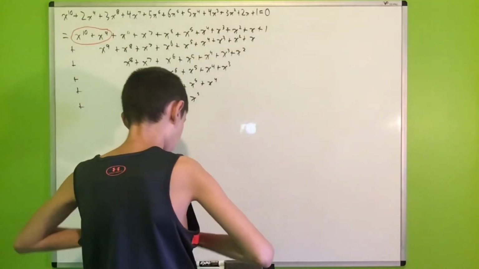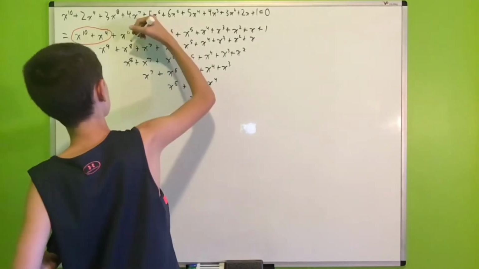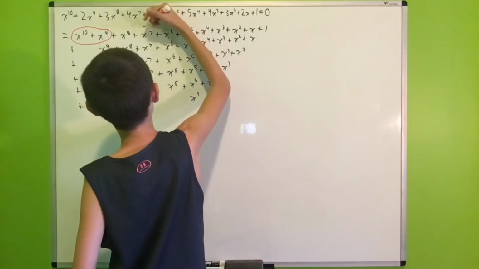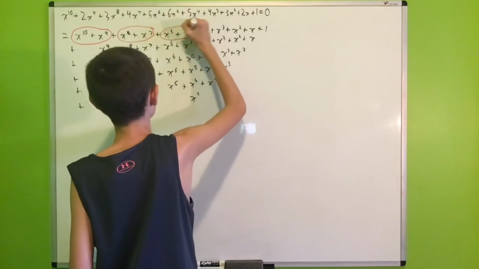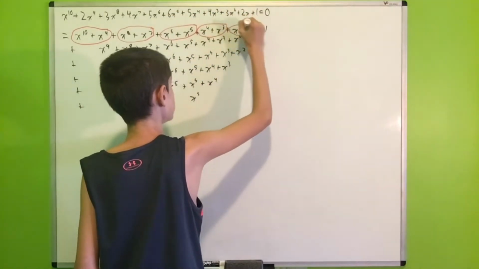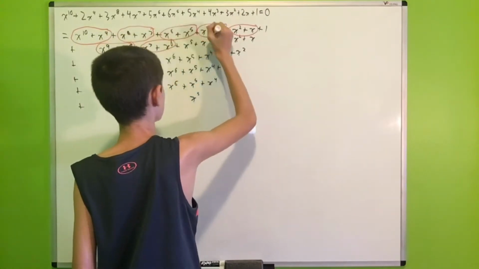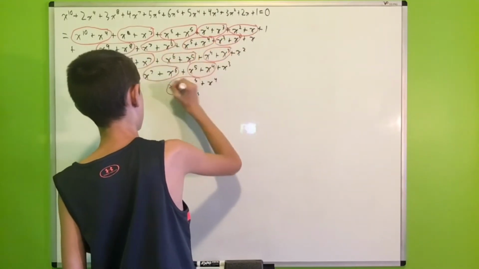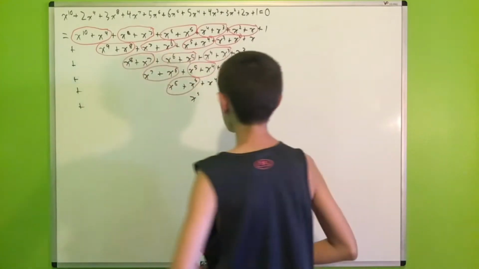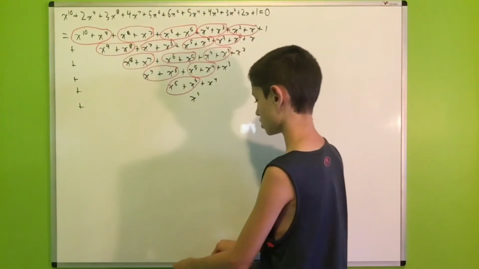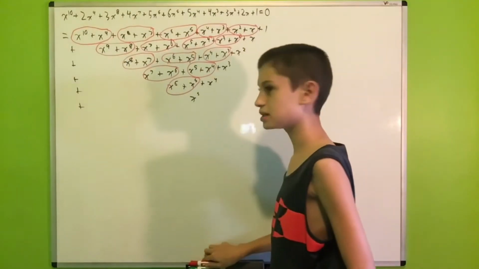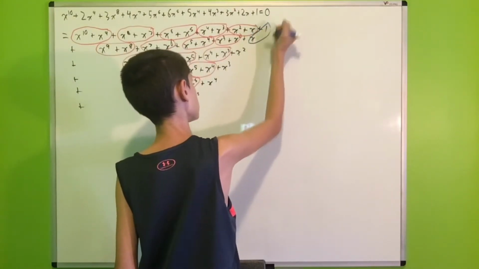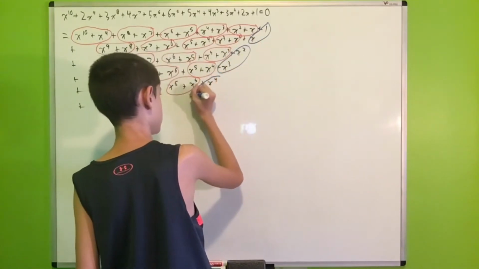Wait, I'll redo my A because it got a little bit erased. Like this. So these two will get factored together. These two. And now I have left all of these terms out because we can factor each of these terms pairwise as well. So these two will get factored together, just like these two. And finally, these two right here.